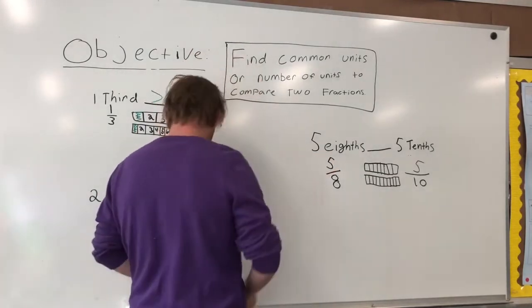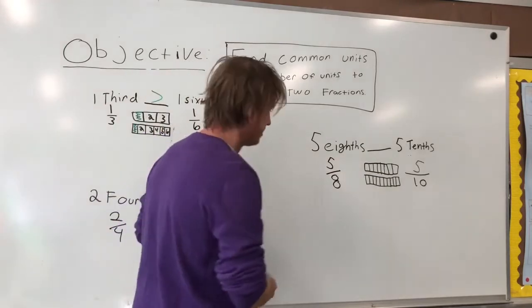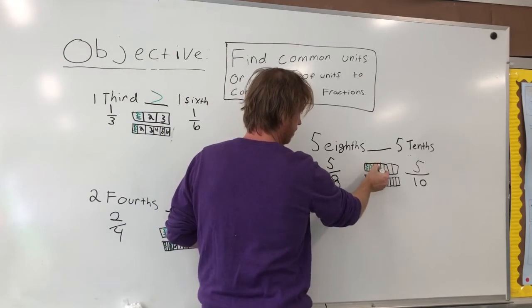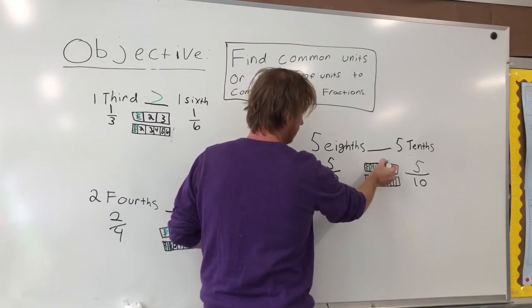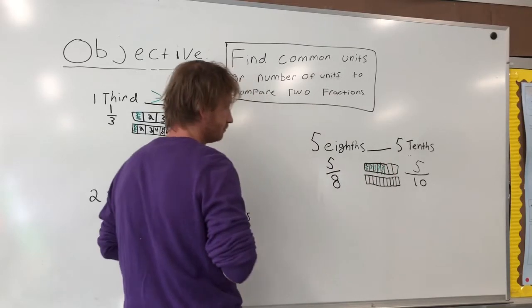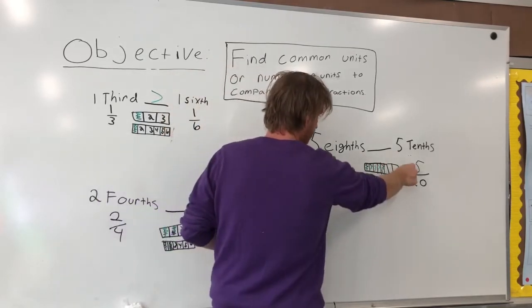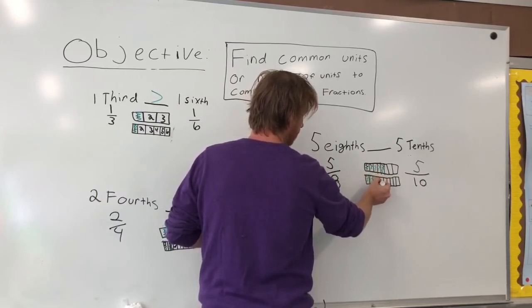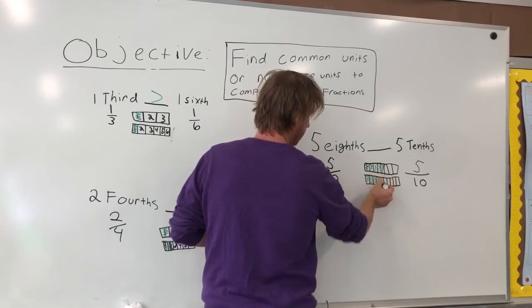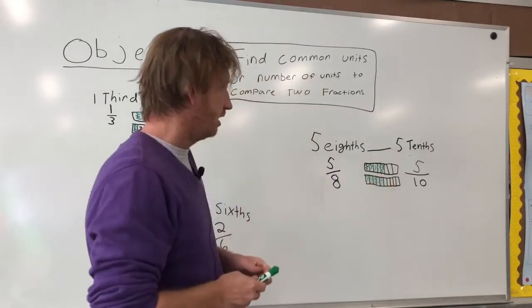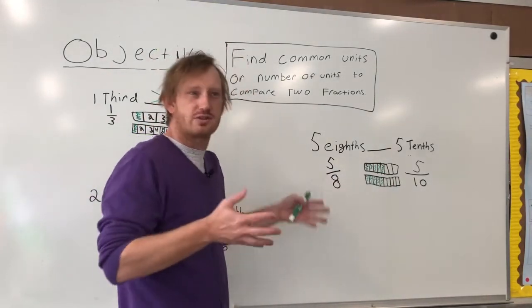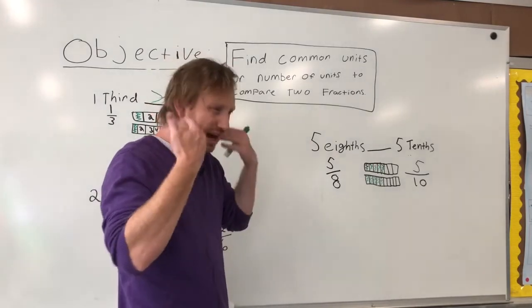So on the first one, I'm going to color in 5 of my boxes because I have 5/8. So 1, 2, 3, 4, and 5. On the other side, I'm going to do 5/10. And so I have 1, 2, 3, 4, and 5. And so if we look at it, it actually does look pretty close. 5/8 versus 5/10. And that should kind of make sense.